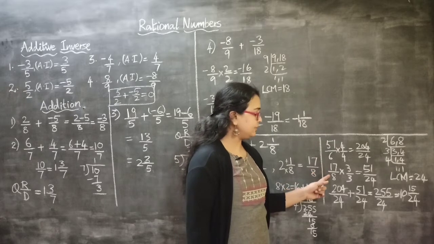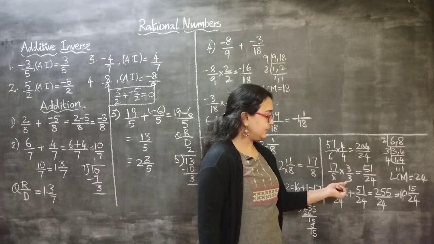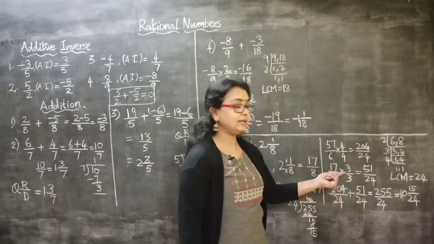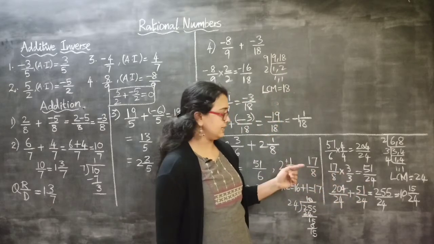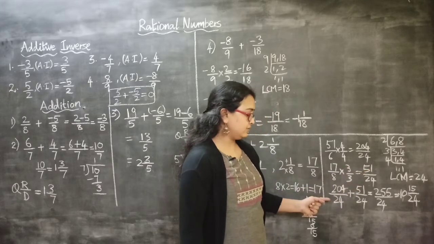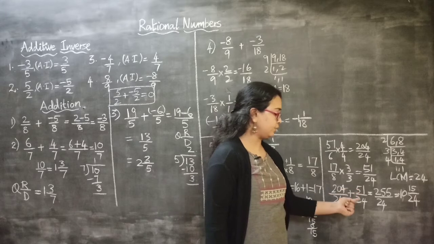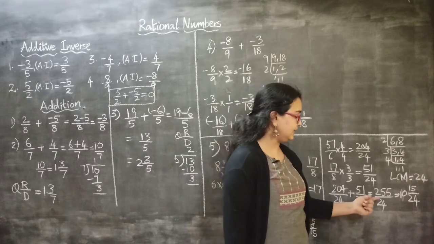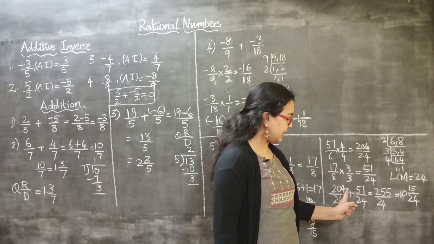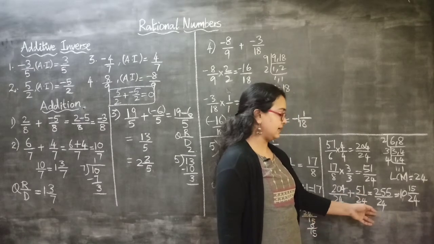So 17 by 8 into 3 by 3. Why we are multiplying 3 by 3? 8 into 3 is 24. 8 into 3 is 24. So we are multiplying with the numerator also 3. So 17 into 3 is 51. So 51 by 24. We are adding these two. 204 by 24 plus 51 by 24. So when we are adding, we are getting 255 as the answer, when we are adding 204 plus 51. And then the denominator to be placed as it is.